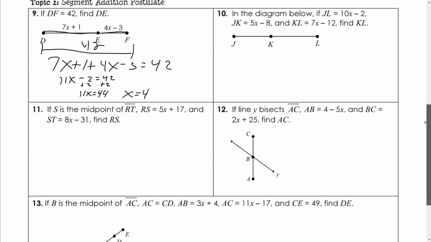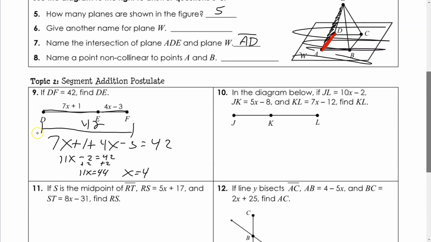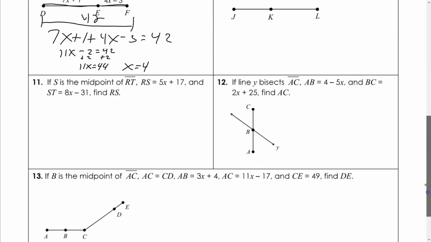Number 11, S is the midpoint of segment RT. So if I look at this, I don't have a drawing, but I can draw a segment R, T, and it says that S is the midpoint, meaning that this and this are the same. It says RS is 5x plus 17, and it says that ST is 8x minus 31. So we need to find RS.